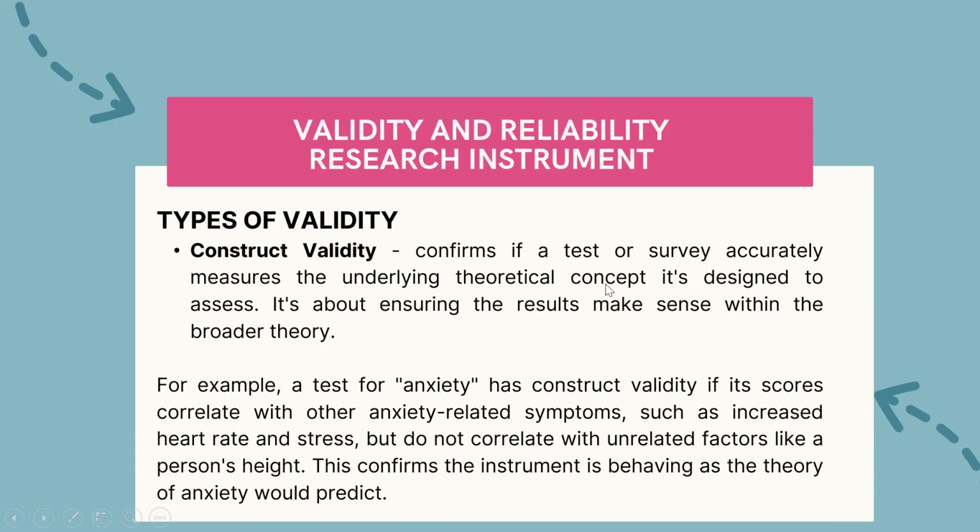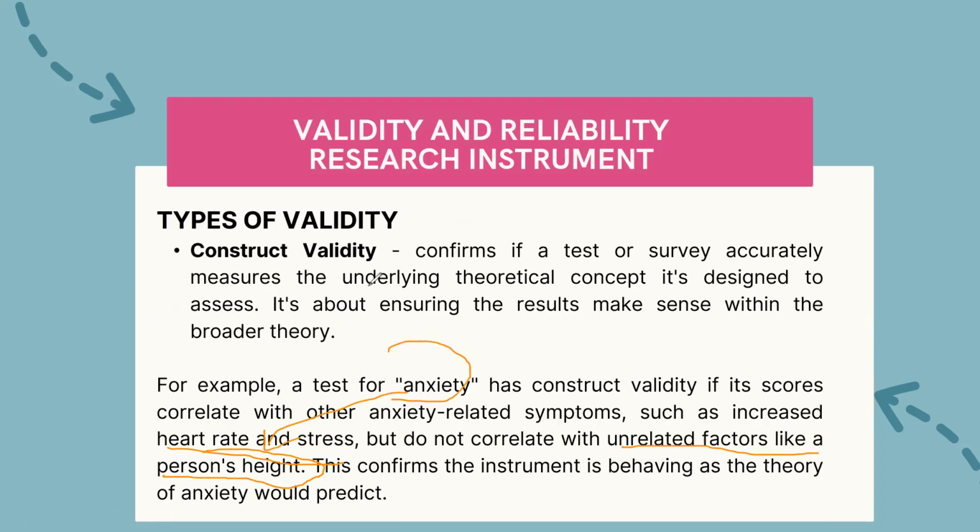accurately measures the underlying theoretical concept it's designed to assess. It's about ensuring the results make sense within the broader theory. Say, for example, a test for anxiety has construct validity if its scores correlate with other anxiety-related symptoms, such as increased heart rate. We also have here stress, but do not correlate with unrelated factors like a person's height. So what's the connection of anxiety with a person's height?